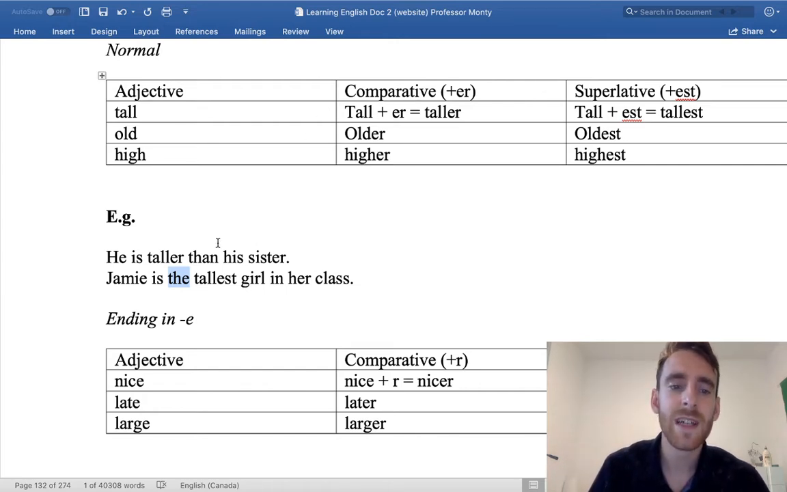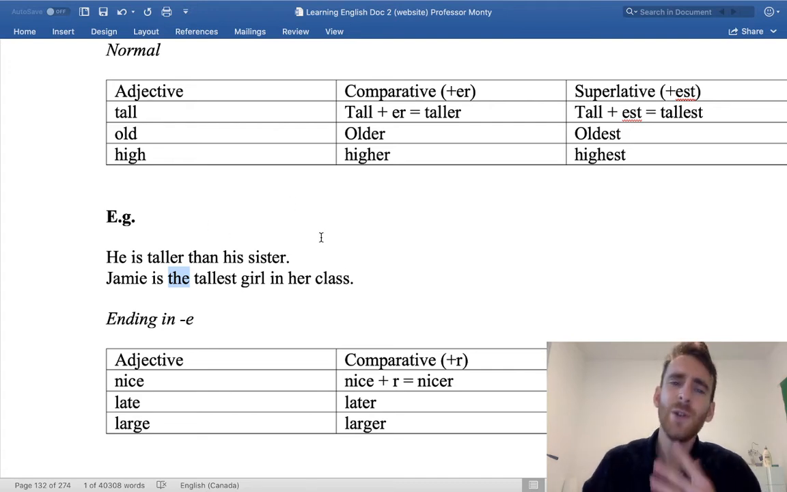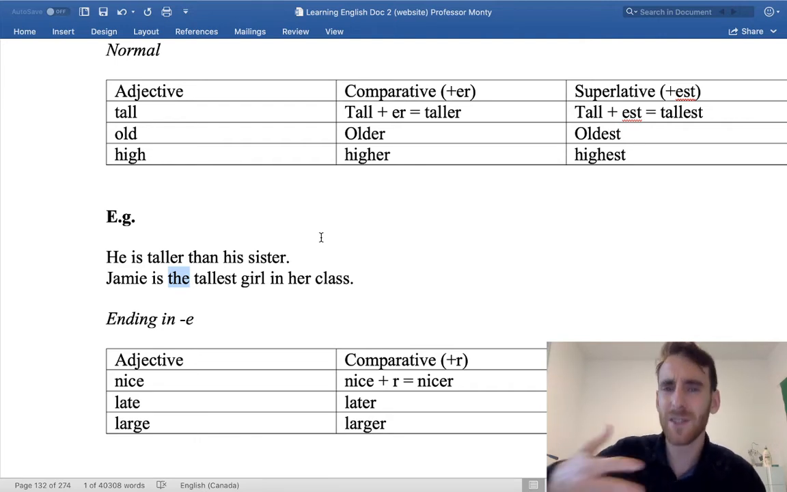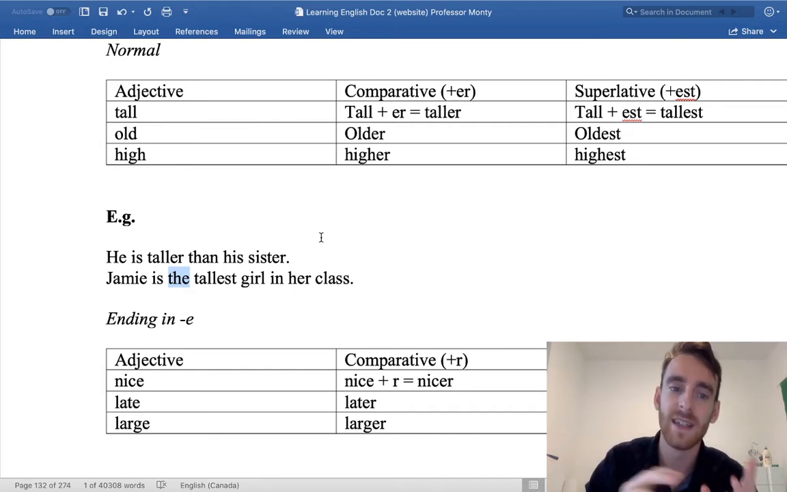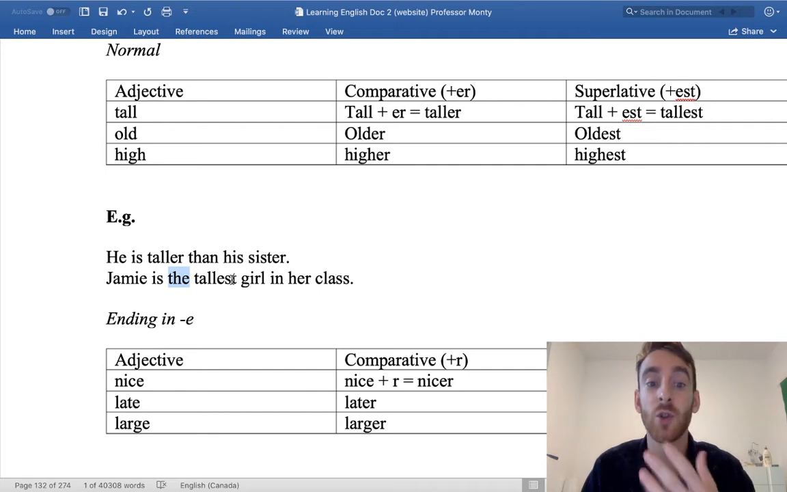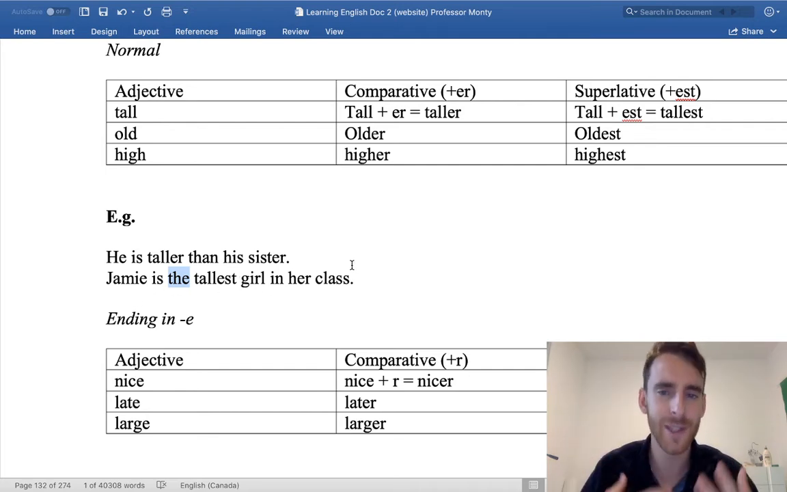You may be wondering if I want to say he is less tall than his sister. Usually we don't say less tall, we say he is shorter. So usually there's a better adjective if we want to say the opposite. He is shorter than his sister. Or Jamie is the shortest girl in her class. Okay? So usually there's an opposite we can use there.